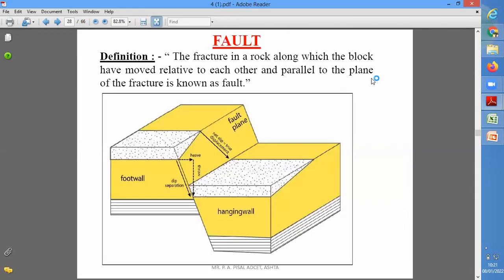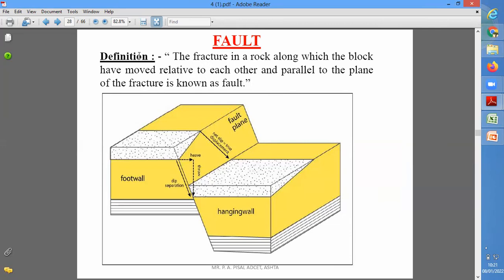Okay. Now, what is the meaning of fault? That we have to know. Fault means the fracture in a rock along which the blocks have moved relative to each other and parallel to the plane of fracture is called a fault. Simple definition ahead. Fault manje kay? It is a fracture. Fracture means crack. In simple language, the meaning of fracture is the crack.